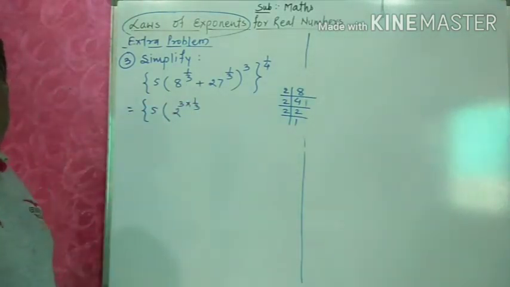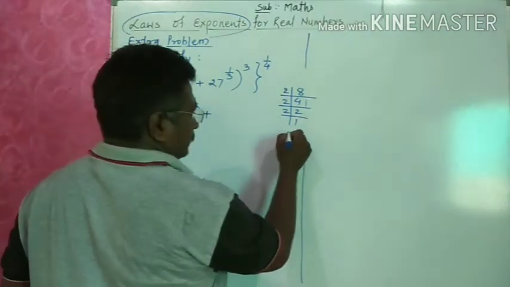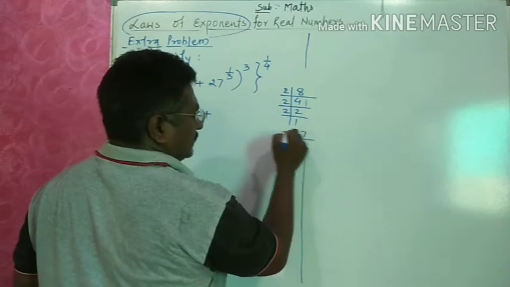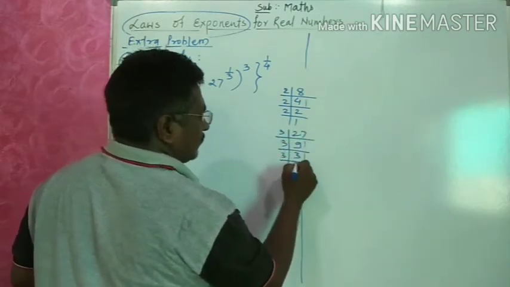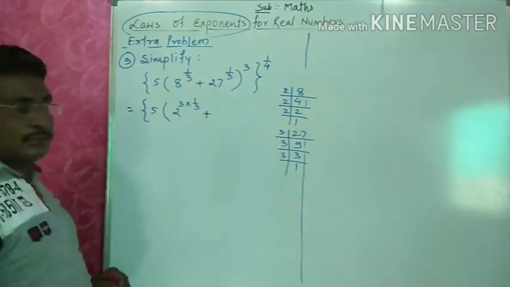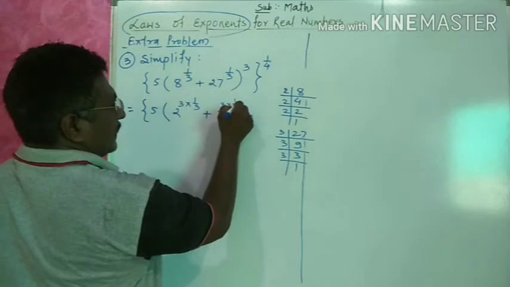Understood, student, how to write? Now plus 27. How to write 27? 3 9s are, 3 3s are, 3 1s are. Means 3 raised to the power 3 into 1 by 3.